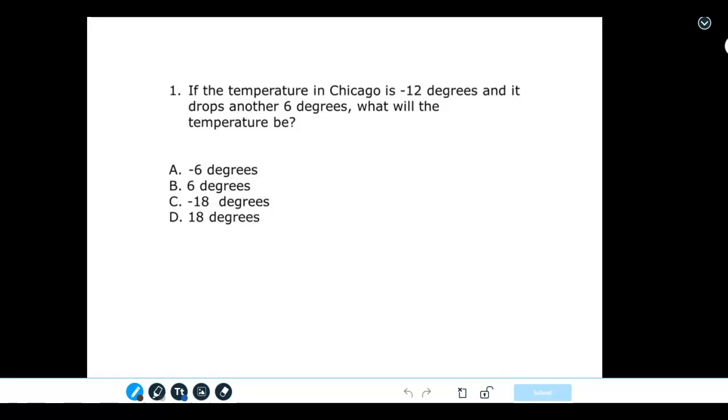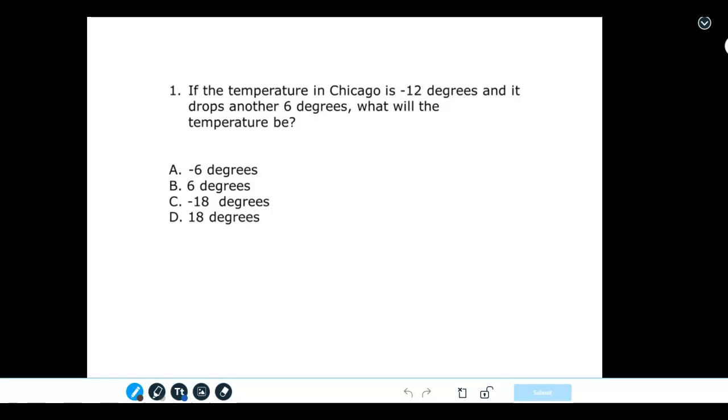So first it said if the temperature in Chicago is negative 12 degrees and it drops another 6 degrees, well, that would mean you have to subtract. So when you subtract, you take away, you say negative 12 minus 6, that would be negative 18. And on the answer, I'm negative 18, and on answer D, it said 18 degrees. So the negative will show the negative. Okay. Thank you. I like your thinking.